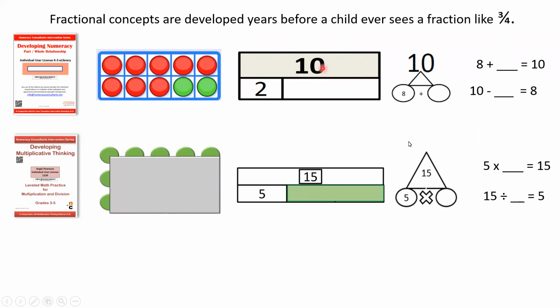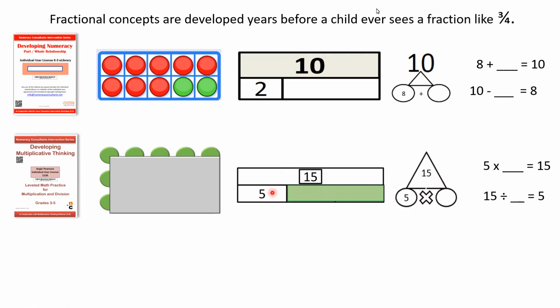And then if you think about it, in the primary program, they're breaking numbers down into two numbers, right? And when you're dividing, what you're doing is breaking a number down into multiple units. It could be 2 groups or 3 groups or 4 groups of the same size unit. So we're breaking a larger number down into multiple units. And again, teaching the relationship of how that works, 5 times something is 15, 15 divided by 5.